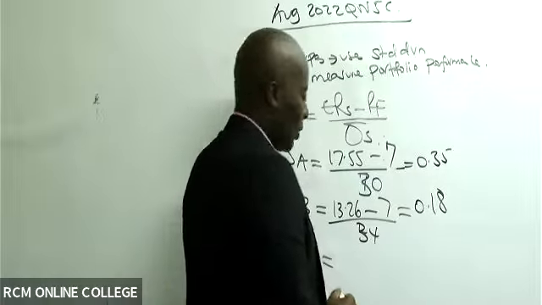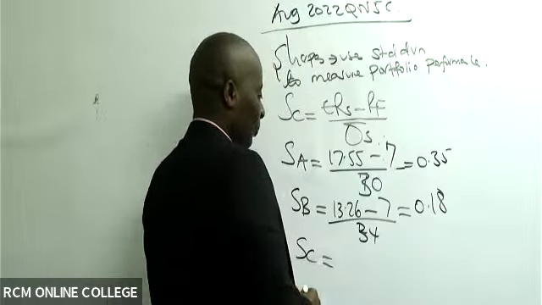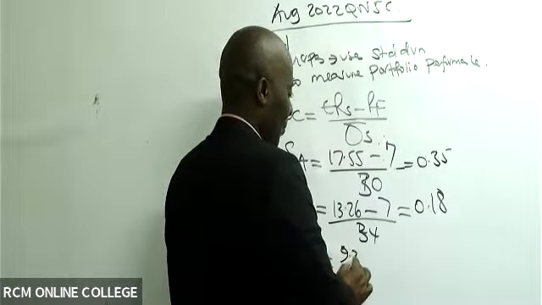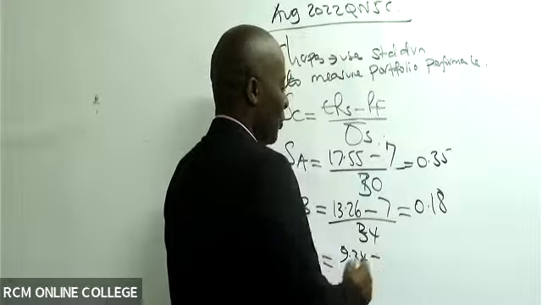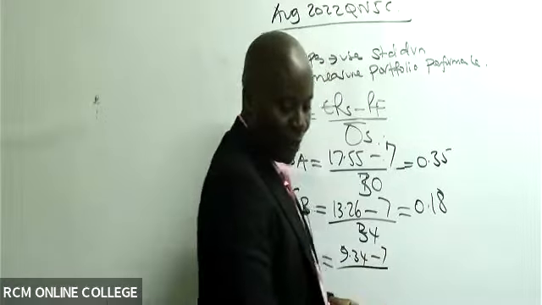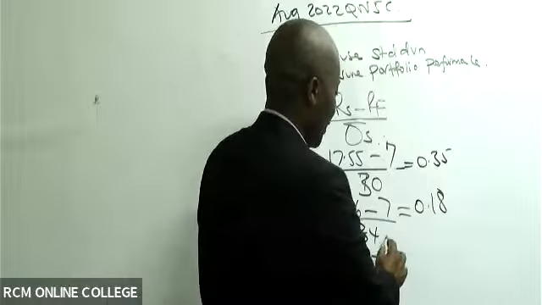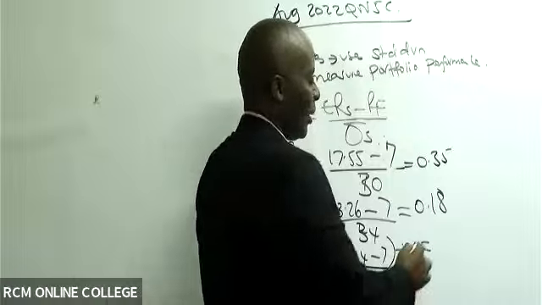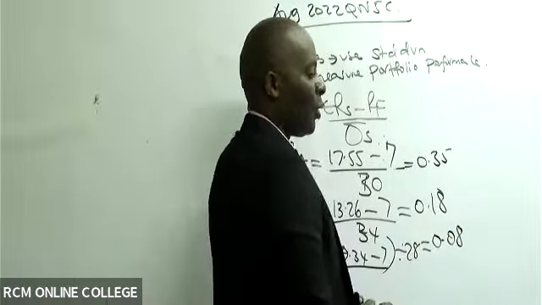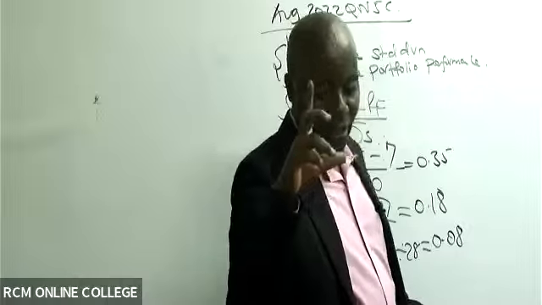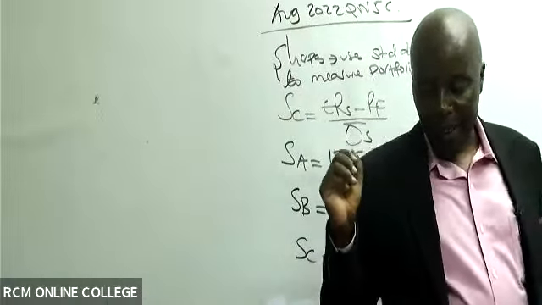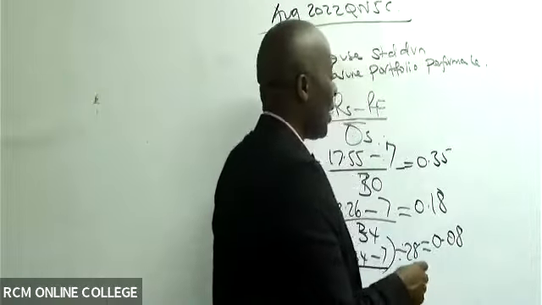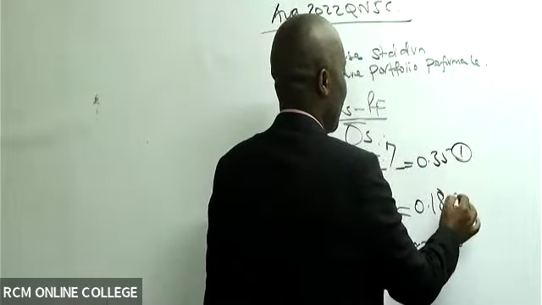Let us go to C. Are you able to see the expected returns of C? 9.34 minus risk-free, over what? Over 28. So this one gives us 0.08. Remember, the higher the Sharps, the better. So number 1 here will be A. You rank them like that.